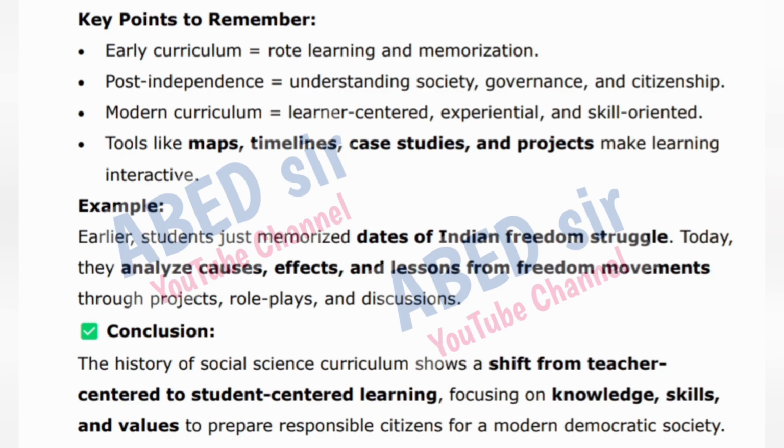Example. Earlier, students just memorized dates of the Indian freedom struggle. Today, they analyze causes, effects, and lessons from freedom movements through projects, role plays, and discussions. Conclusion. The history of social science curriculum shows a shift from teacher-centered to student-centered learning, focusing on knowledge, skills, and values to prepare responsible citizens for a modern democratic society.